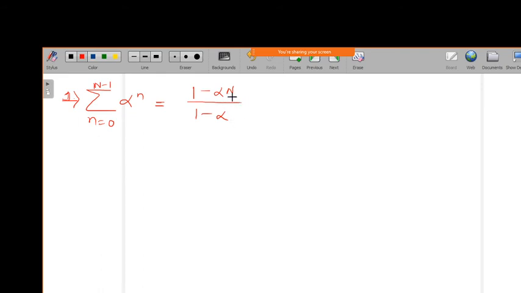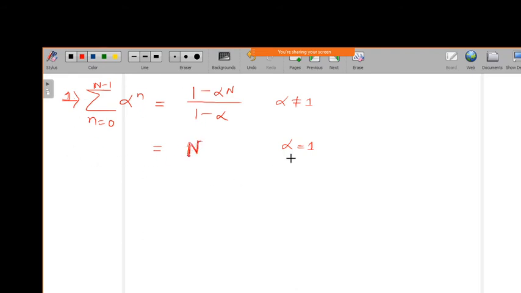This is one of the formulas where alpha is not equal to 1. So whatever the value of alpha you get in the summation, if it is not equal to 1, you can use this formula. If alpha equal to 1, then the value of this summation will go to n. Okay.